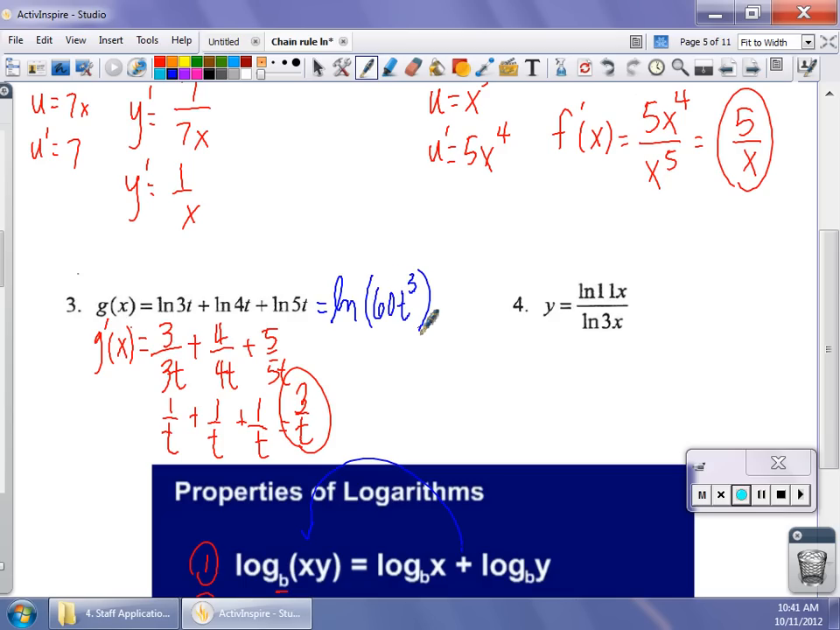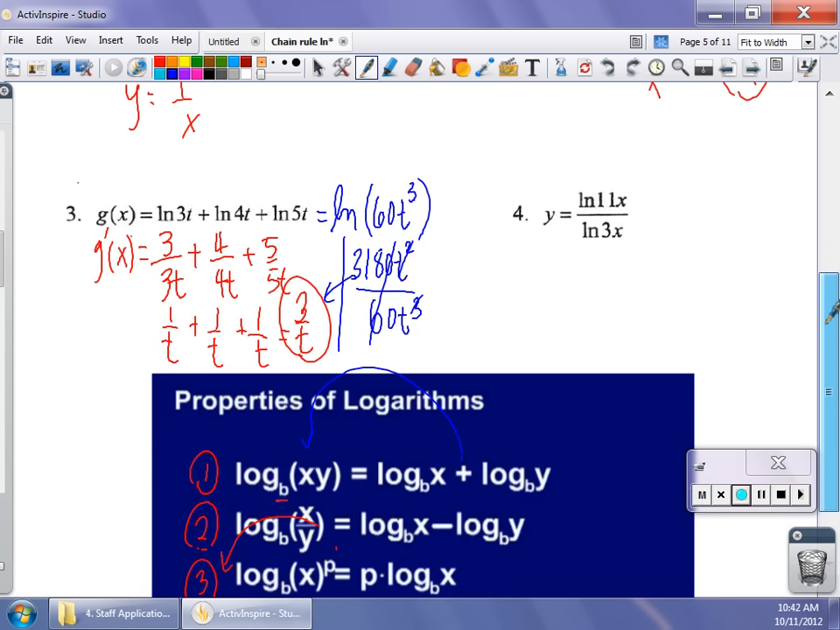Now obviously it's the same function, so when I take the derivative I should get the same answer. So the derivative of the ln of u is u prime over u, so that would be 180t squared over 60t cubed, which reduces to 3 over t, which is exactly what I had before. Now again, using the log property in this particular problem did not make my work really that much easier, faster, or more convenient, but you will see examples where using those log properties will be extremely helpful, and in your homework it is going to be very helpful.